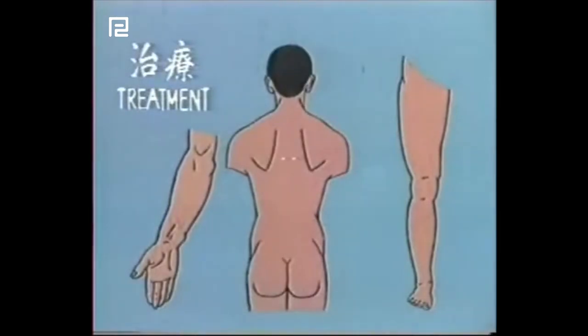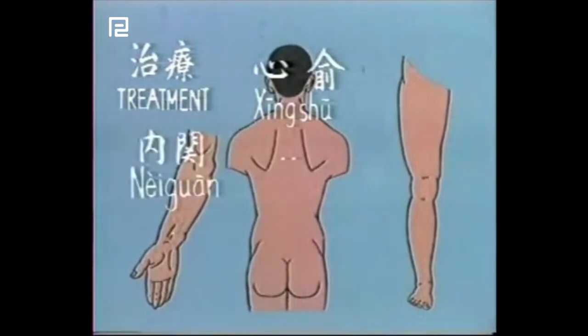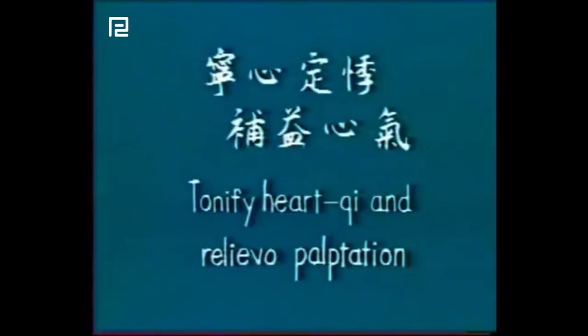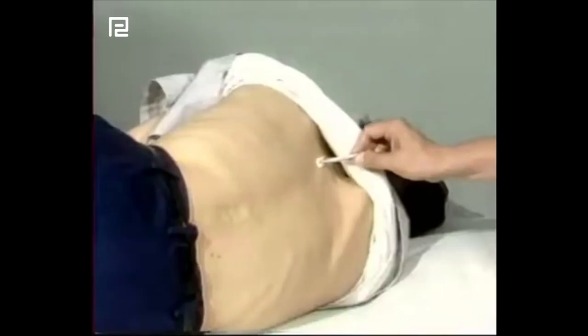Treatment: Xinshu, bladder 15, Neiguan, pericardium 6, and Zusanli, stomach 36. This prescription can invigorate the heart qi, calm the mind, and relieve palpitation.